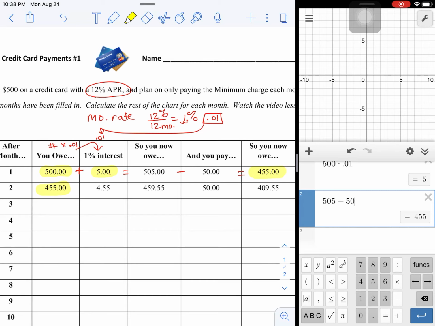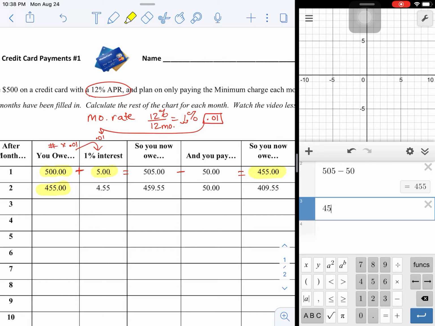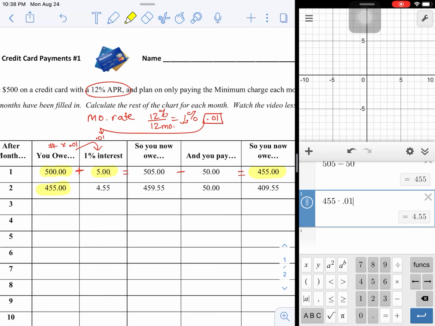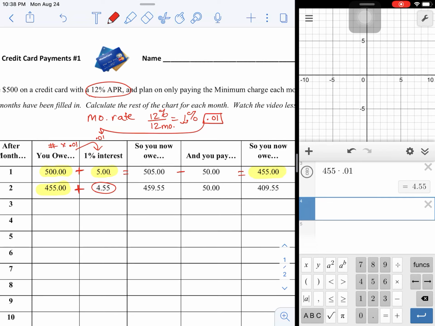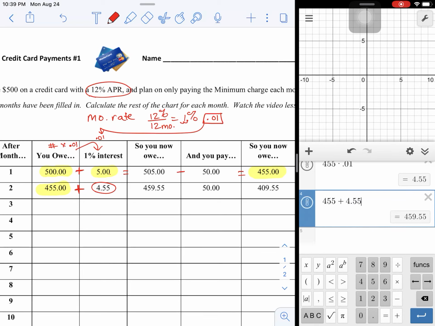So now we're starting off with $455. We are going to take that $455 and multiply by 0.01. They've got to make a bill on us. They've got to make money off of us. And that's another $4.55. So right here, they are charging us another $4.55. It's a little bit less because we don't owe as much. When we add $455 and $4.55, we get $459.55.